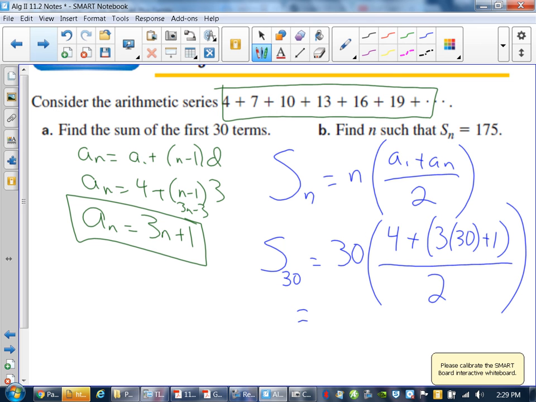What do you get? 15 times 95. 1,425. So if you want to add up the first 30 terms in that series, you get 1,425.